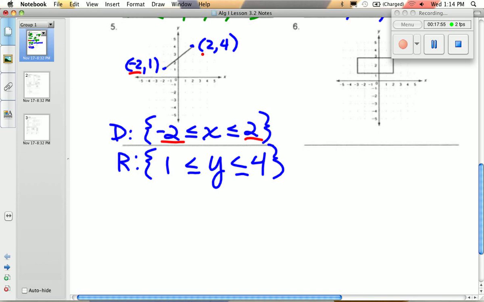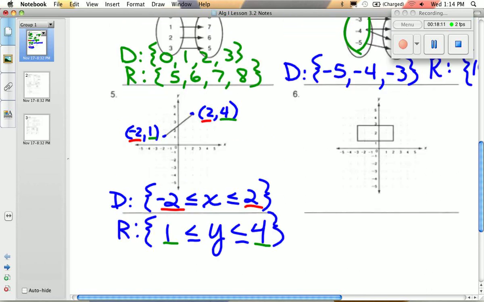-2, +2, right? Those are the endpoints. And then for the range, our y's are involved, so 1 to 4. So 1 to 4, okay? Well then, go ahead and try the next one now that you got this all figured out.